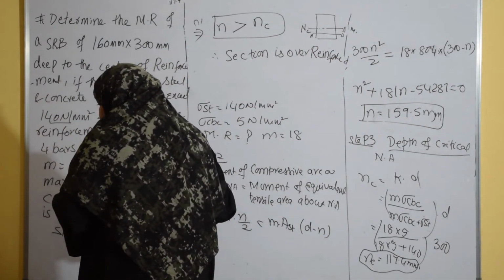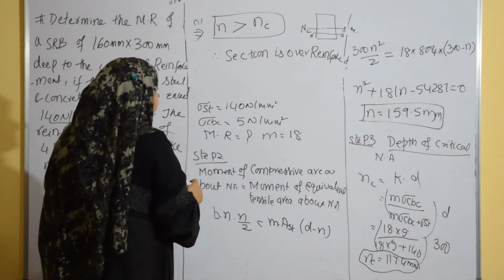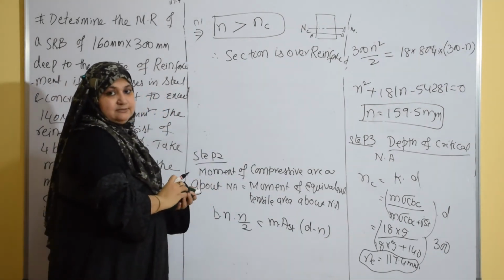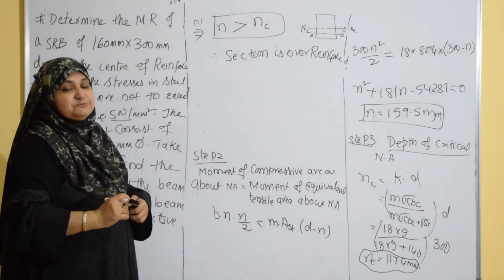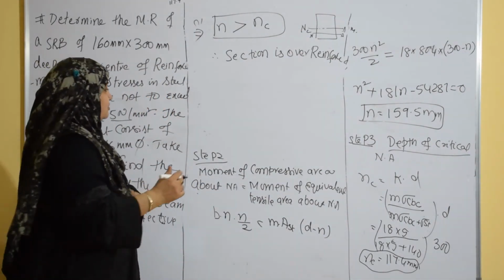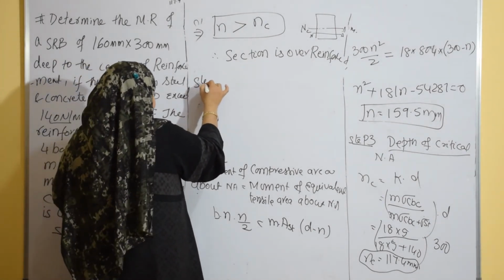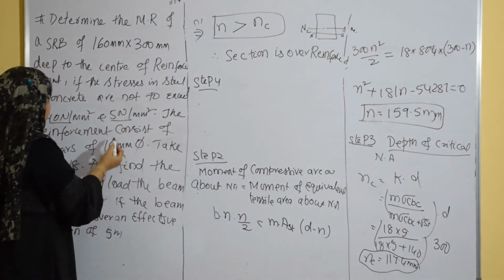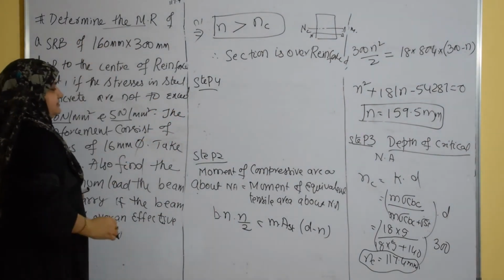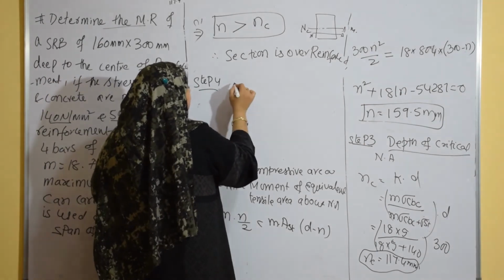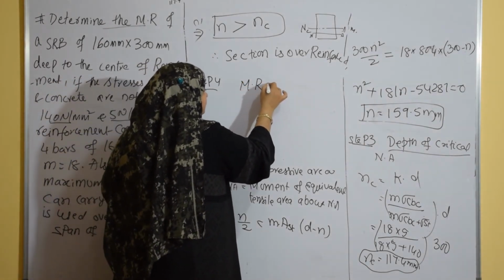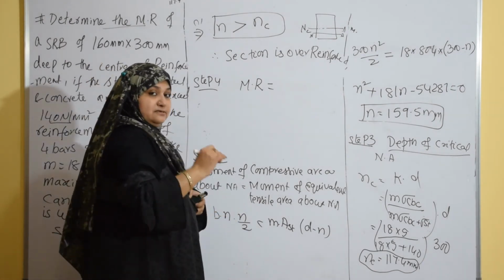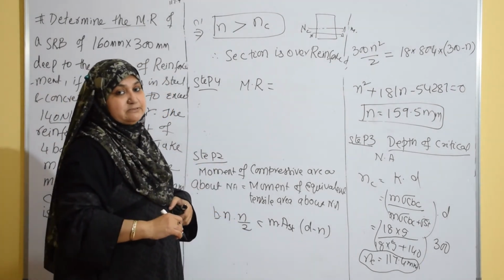Section is over reinforced, and stresses in concrete will reach its permissible value first. So in the next step, you have to determine the moment of resistance. That is our question. Section is over reinforced, so moment of resistance shall be based on compressive force, right? Because concrete is reaching its permissible value first.